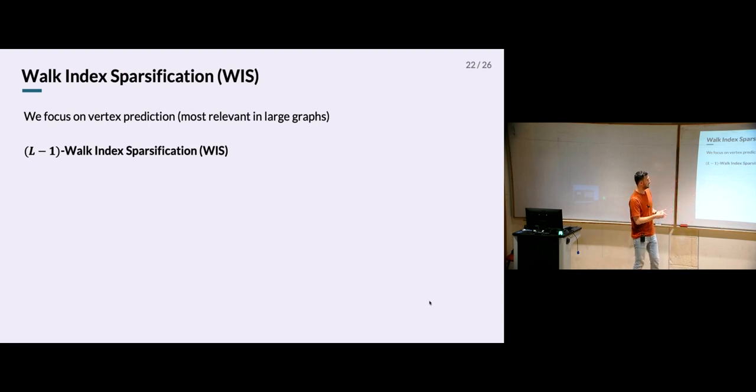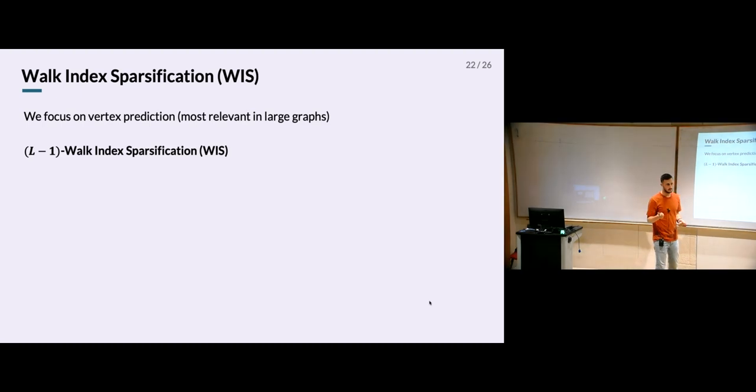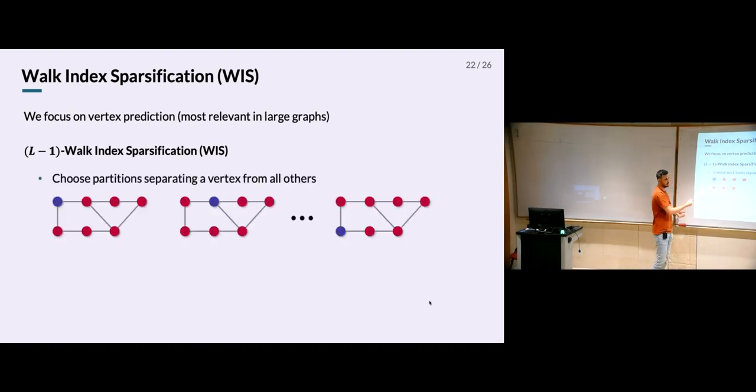And the idea is that if we make a prediction over each of the vertices, then we better be able to model interactions between the vertex and the rest of the graph. And so one natural choice for the partitions that we care about is to take all the partitions that separate a vertex from the rest of the graph. So the number of partitions here is equal to the number of vertices in the graph. This is one common choice. You can also try others.